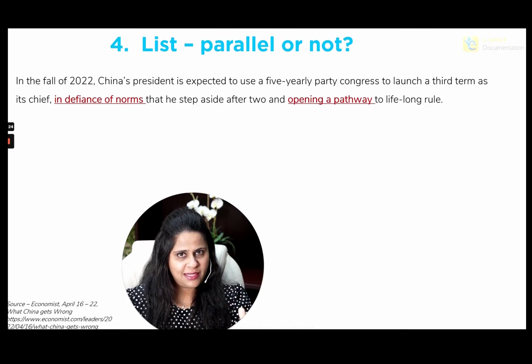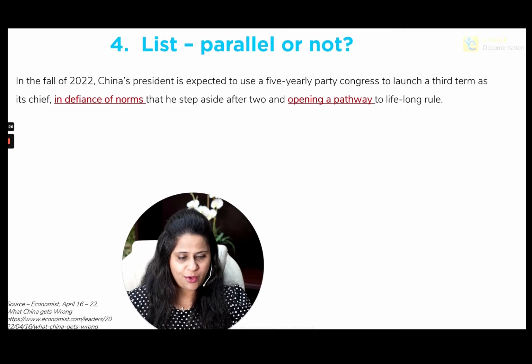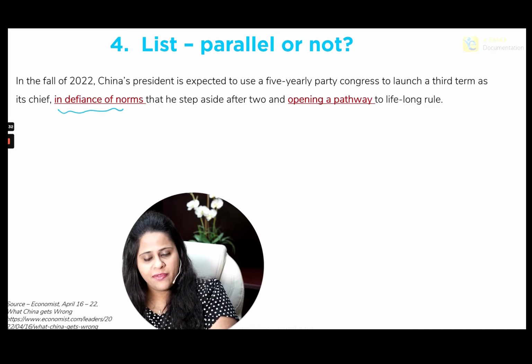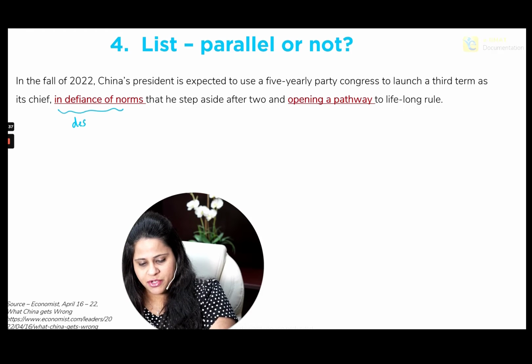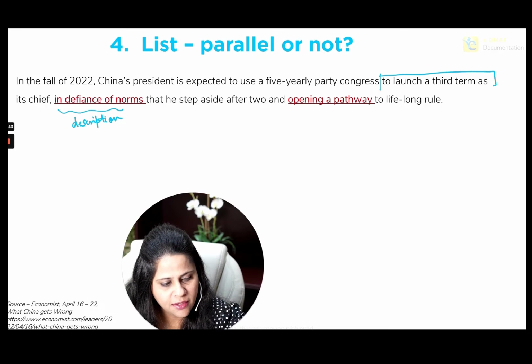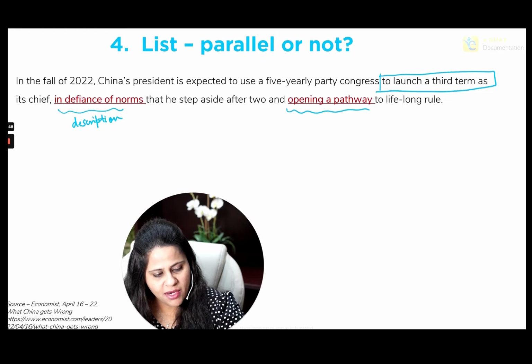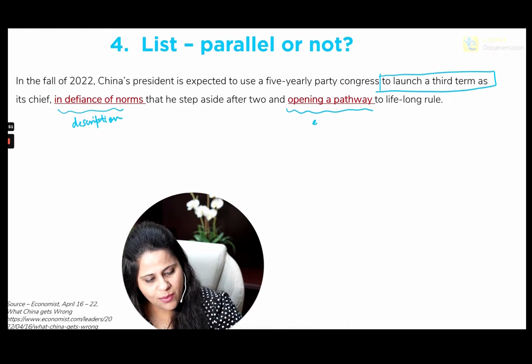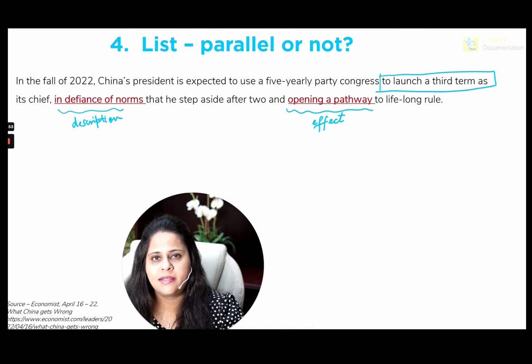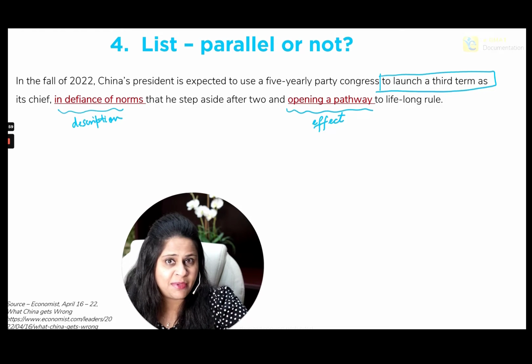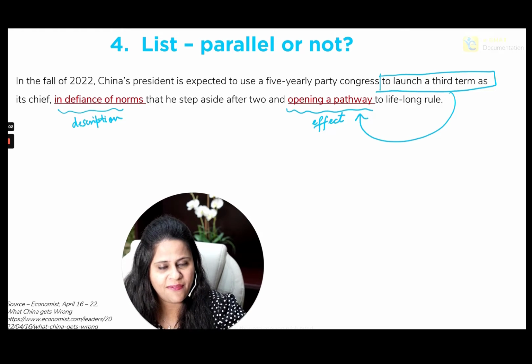Now, when we read the sentence to understand the intent behind what the author wants to communicate, what we recognized was that in defiance of norms was simply describing what this action is, right? Description of this action. What action? To launch a third term as its chief, right? This was the description. But when we read this part here, opening a pathway, this was a more specific description. This was the effect, right? This was no longer a generic description. This was more of an effect, okay?